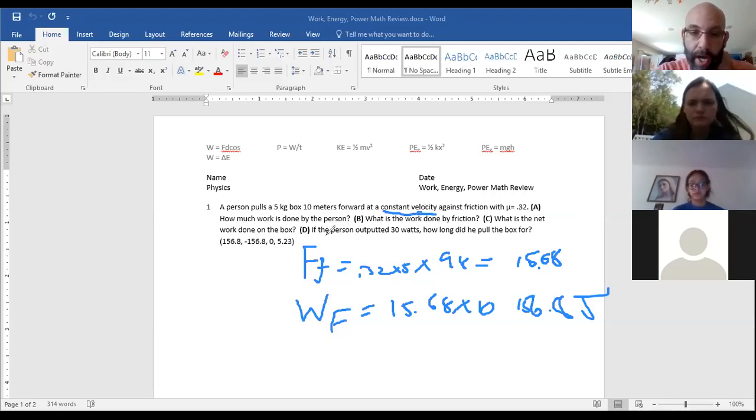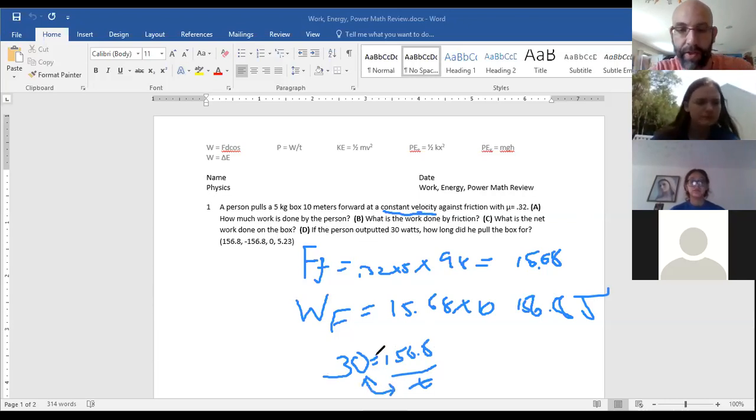And then to find out if it was 30 watts of power, how long did he pull it for? So that's P equals work over time, or power equals 156.8 over t. And then remember, you can just trade these two values. T jumps to the 30, and when we divide, you get 5.23 seconds. That was number 1. Any questions on 1?